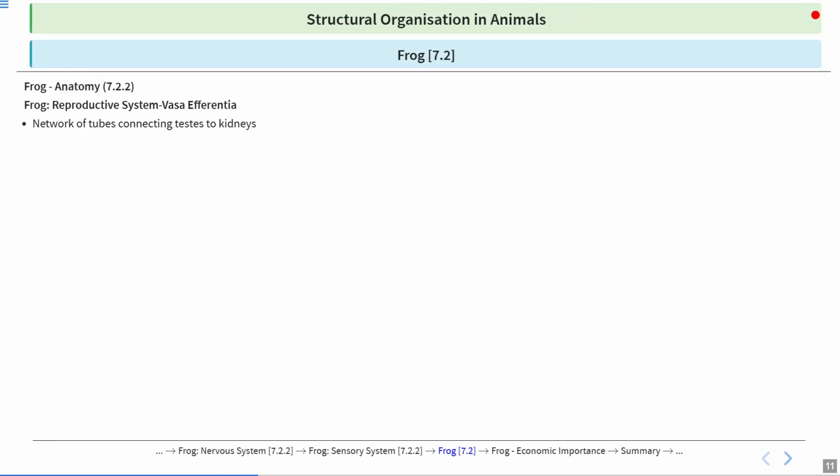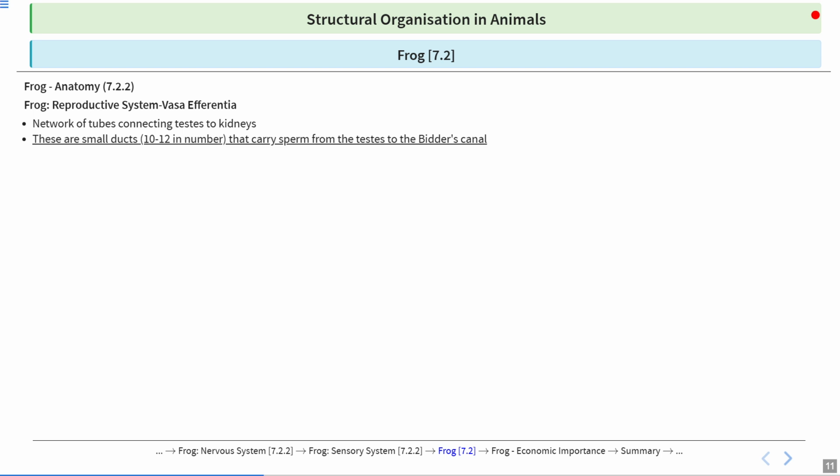Now, vas efferentia. What is vas efferentia? Vas efferentia is a network of tubes connecting testes to the kidney. Very, very important. Here, the vas efferentia is present outside the kidney, outside the testes. You can see the thread-like or tube-like structure that is present on the kidney as well as the testes. And this is the connection in between these two organs, right?